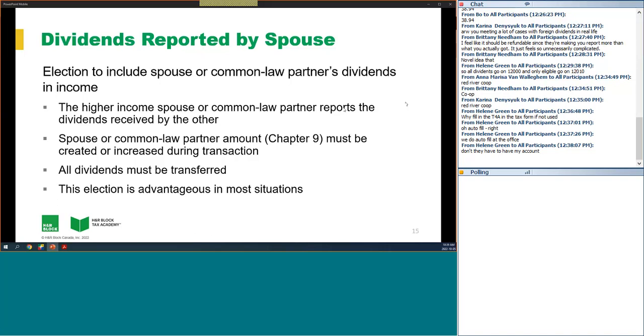It seems counterintuitive, because why do we want the higher income person to have more income? But remember, dividends have a dividend tax credit attached to them, and that dividend tax credit is actually a pretty valuable one. And the spousal amount is another tax credit. So we give them the dividend tax credit and we give them the spousal amount in this case, or part of the spousal amount. Altogether, it's usually better to move the income onto the higher income earner. But it is an election. If you're going to do it, you have to transfer all. You can't just transfer some of the dividends and keep some on the other spouse.